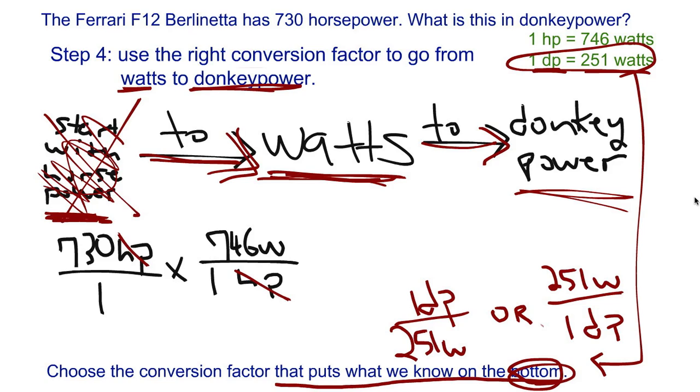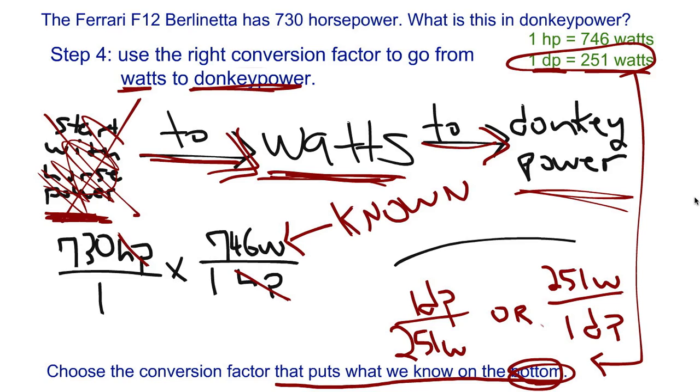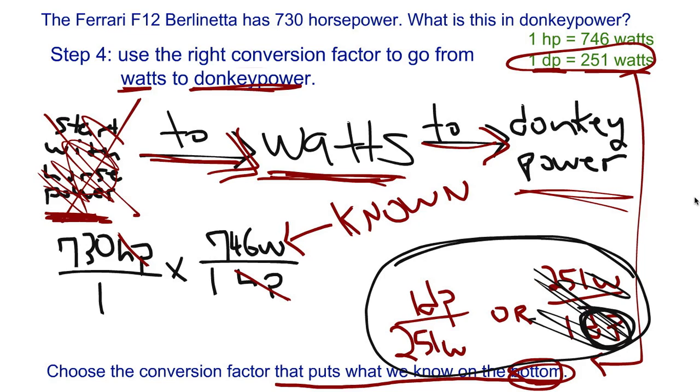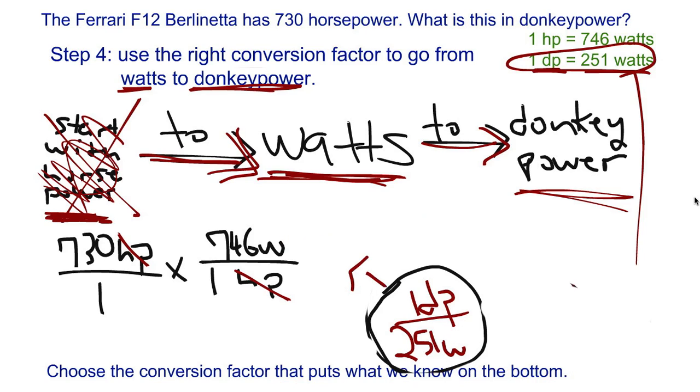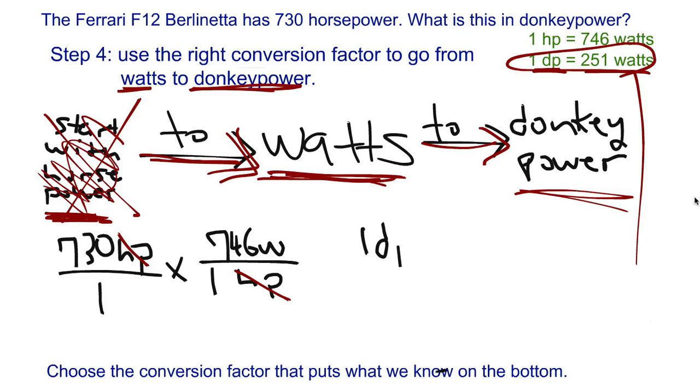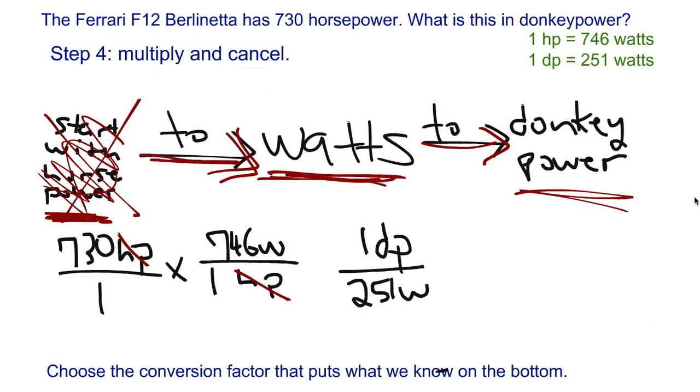Now, we know watts. Okay, that is right there. That is known. So, which one of these is going to put watts on the bottom? Well, it's definitely not this one. This one has donkey power on the bottom, so it can't be this one. So it must be this conversion factor, because it puts what we know, watts, on the bottom. So we move that up here. 1 donkey power divided by 251 watts.